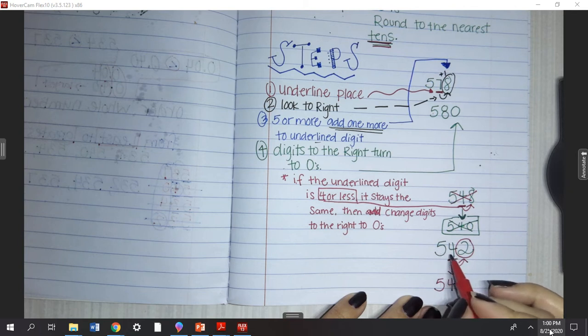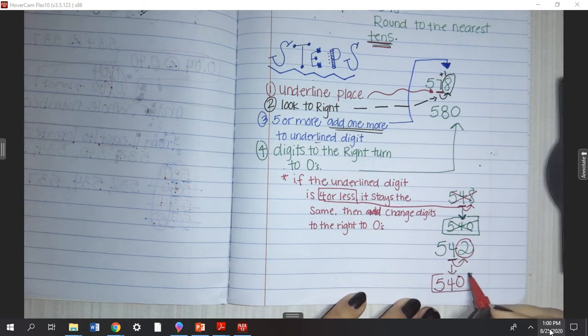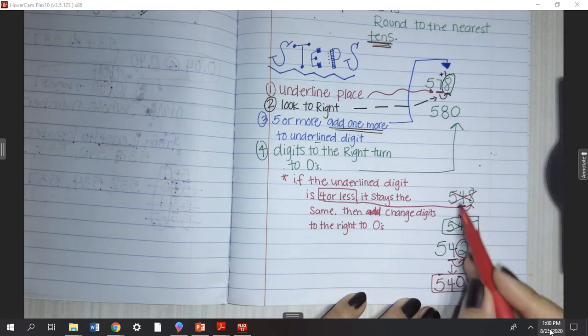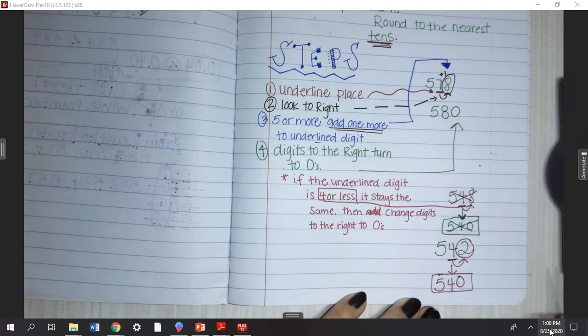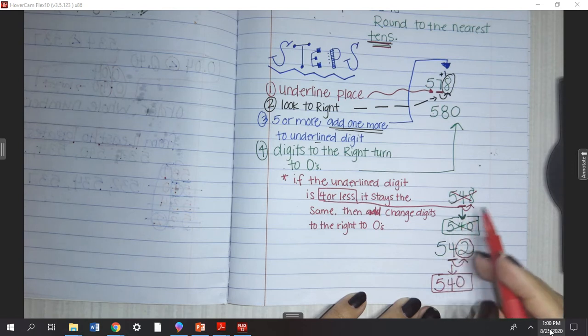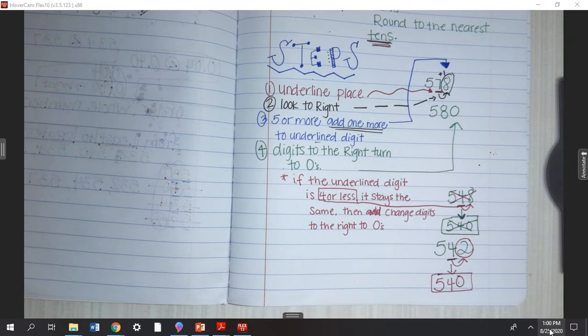So 542 rounded to the nearest 10 is 540. See, I made a mistake up here. But that's okay, it happens. We learn from them and then we move on, right? So 542 rounded to the nearest 10 is going to be 540.